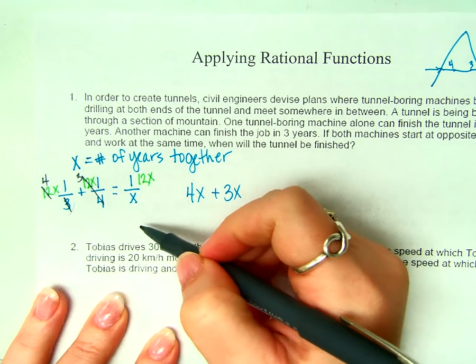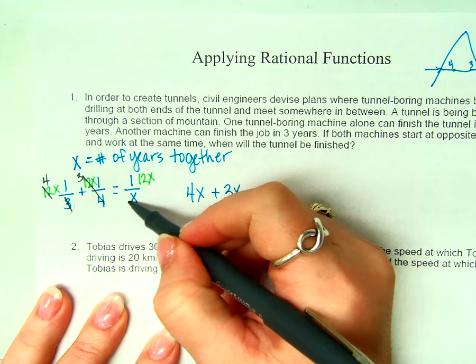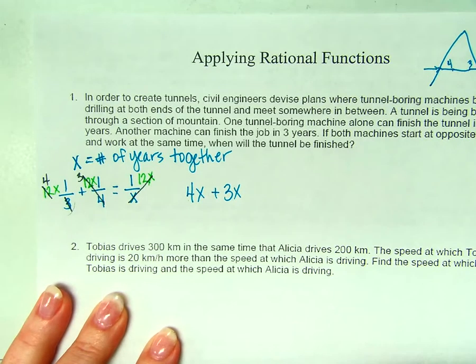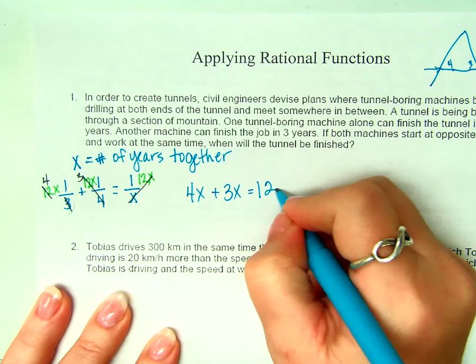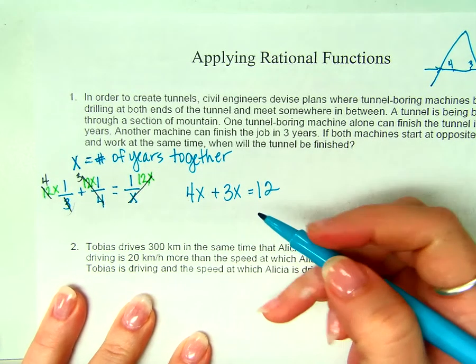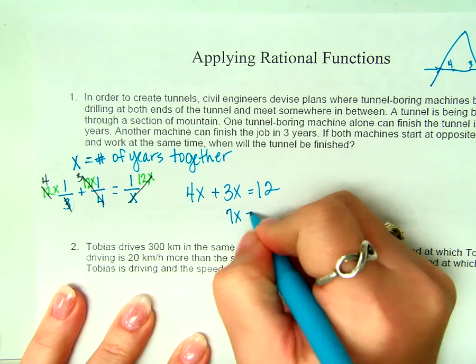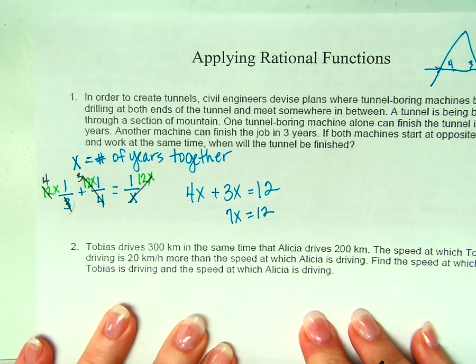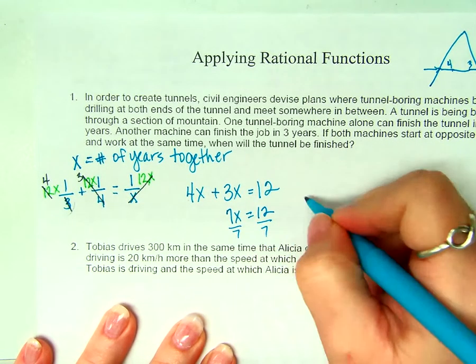What happens in the last fraction? Yeah, x's simplify to 1, don't they? What's that equal? 12. Wow, that looks like a really easy equation to solve. 4x plus 3x equals 12. Is that right? How do I solve that? Oh, 4x plus 3x equals 7x? Okay. 7x equals 12. How do I solve for x? Divide by 7. X equals what?